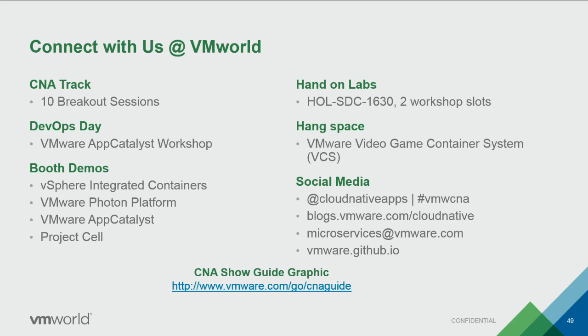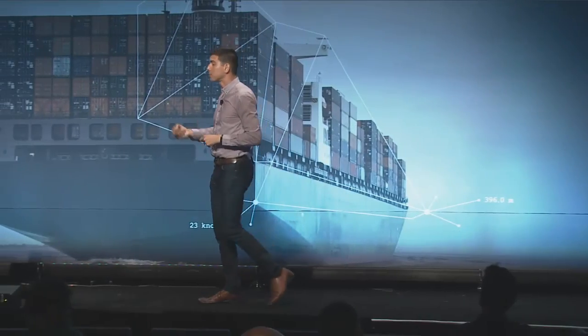I also mentioned the VMware video game container system. This is, again, a fun way of playing around with these technologies. What we have is basically vSphere integrated containers running with Photon OS and Docker, running a DOS-based game called Prince of Persia, which of course I'm sure you guys are familiar with. It's actually pretty awesome. It's amazingly addictive. I started playing it last night and had to cut myself off. So it's over in Moscone West in the hang space. We highly recommend you go check it out.